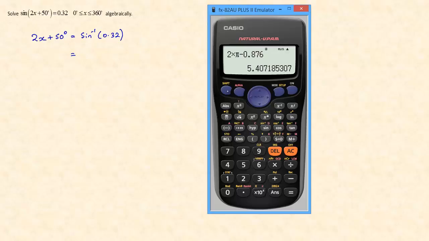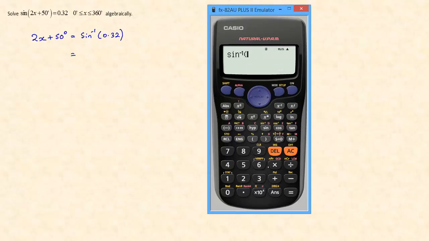We want to solve sine of 2x plus 50 is equal to 0.32 in the range 0 to 360 algebraically. Now, initially we'll solve for 2x plus 50. So 2x plus 50 is going to be the inverse sine of 0.32. So that's going to be just the value we get from the calculator.